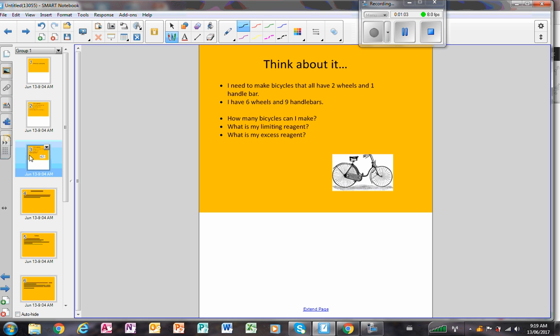Again, we've been asked by our customer to build bicycles that have 2 wheels and 1 handlebar. Our supplier has given us 6 wheels and 9 handlebars, and we can look at the wheels and the handlebars as our reactants, and we can look at the bicycle as our product. And so our 6 wheels is going to control how many bicycles that we build. It's going to control the amount of product that we have. And in this particular case, we're going to have 3 bicycles that we can build. We're going to consume all of our reactant, we're going to consume all of our wheels, and we're going to be left with 6 handlebars, which will be our excess reagent.